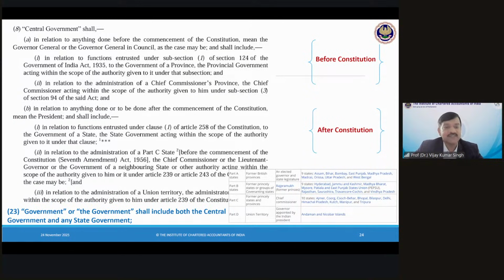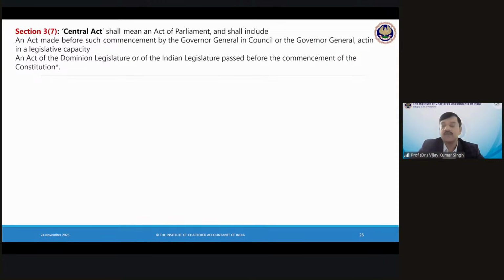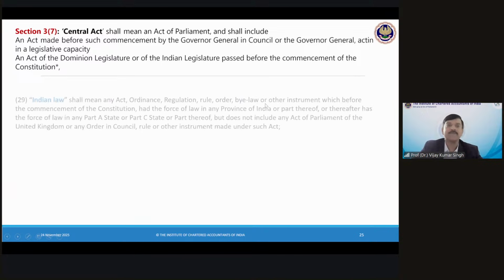We are discussing this in the context of section 3(23), and it says government or the government shall include both the central government and any state government, right? So we saw the definition of central government. We saw the definition of government, which shall include both the central government and the state government. Now, section 3 subclause 7 defines central act, and it says central act shall mean an act of Parliament and shall include an act made before such commencement by the Governor General and Council. So you can see here, we are talking about central legislation prior to the Constitution, after the Constitution, and at the time of the Dominion legislature. I have given you this categorization, the three categories, and in your book it is also there.